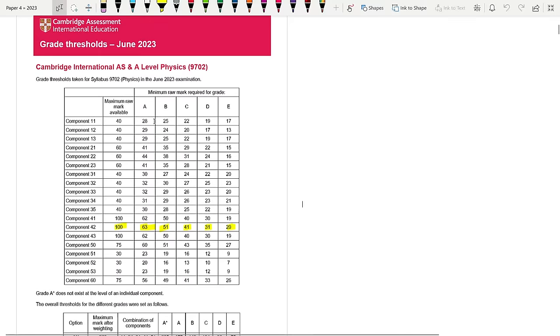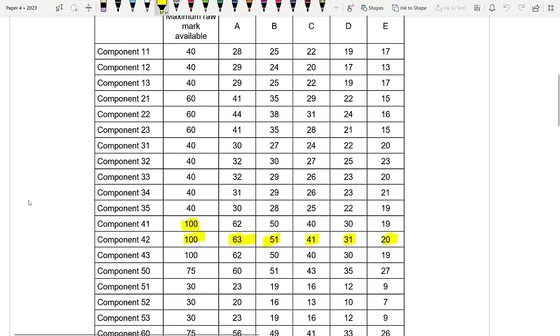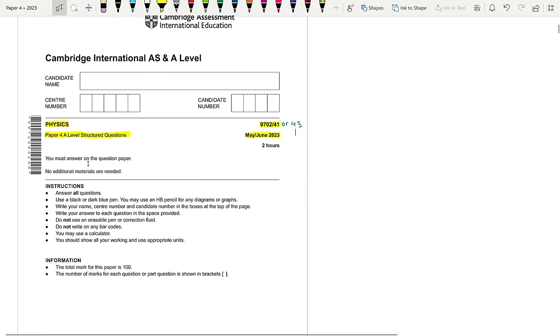Anyway, let's take a look at the threshold before we begin. So for paper 4-1, A was at 62, B was at 50, C was at 40, D was at 30, and E was at 19. More or less the same difficulty as the other paper. The threshold hasn't changed much. So let's write that down.